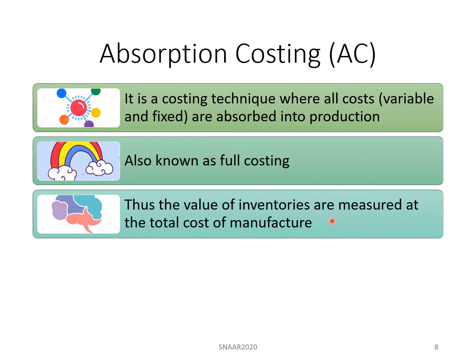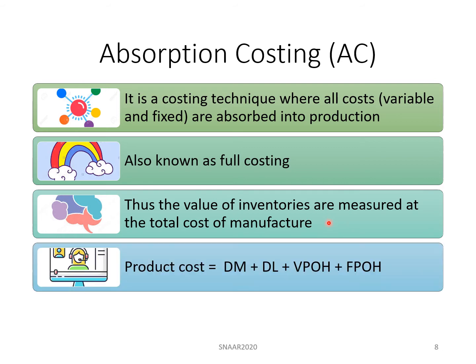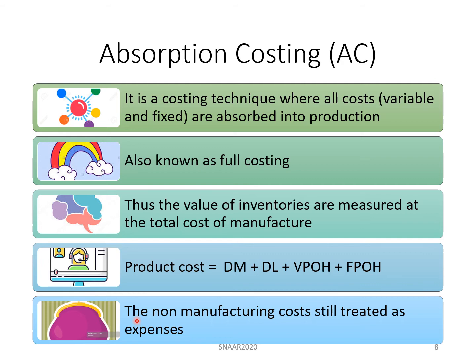Okay, termasuklah the fixed production overhead, not only variable macam marginal. Therefore, the product cost will equal to the direct material, direct labor, variable production overhead dan juga fixed production overhead. Right? And what about the non-manufacturing cost? It's still treated as expenses. Yang ni tak ada beza untuk marginal ataupun absorption sebab non-manufacturing cost ni masih lagi expenses.